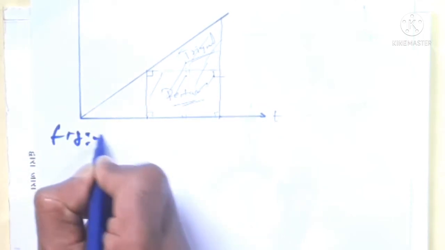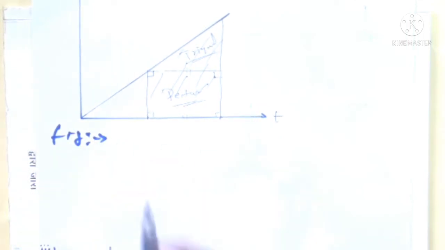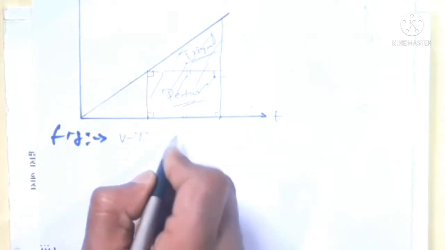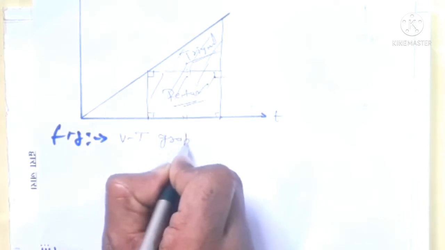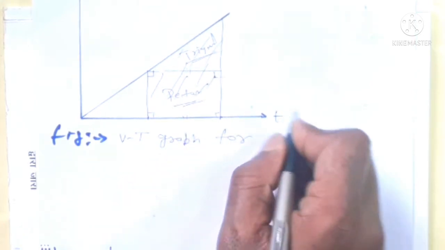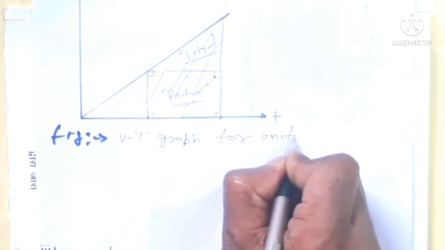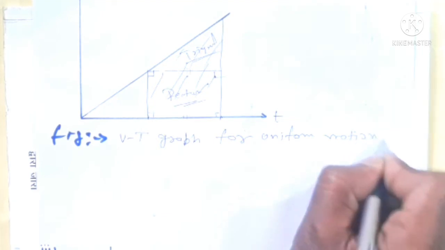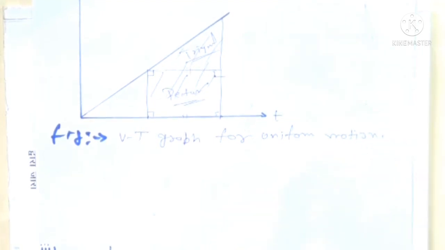Figure: velocity time graph for uniform motion. So area is equal to displacement.